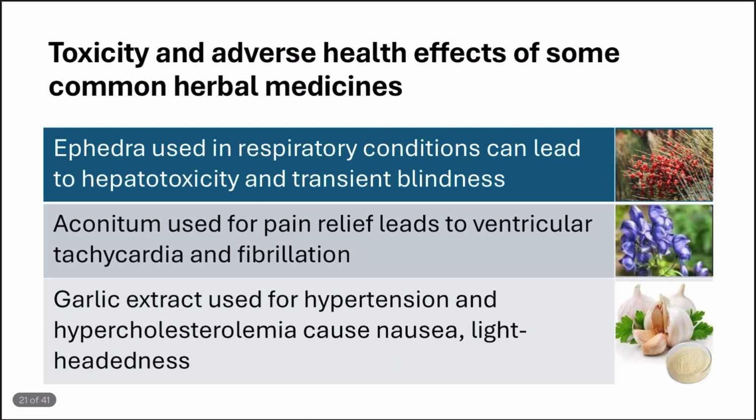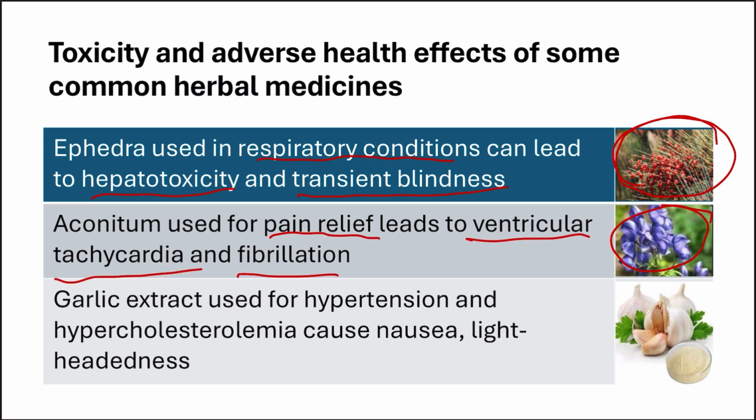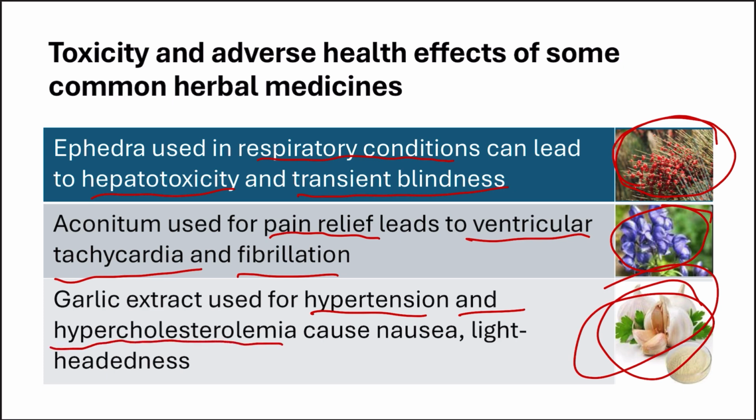Now coming to some of the herbal medicines which are being used. As you can see here, this is ephedra, which is used for some respiratory conditions, and it leads to adverse effects like hepatotoxicity and transient blindness in the individual. Then we have aconitum, which is used for relieving pain, and it leads to serious ventricular tachycardia and fibrillations which are even life threatening. Then we have garlic extract, which is commonly used for hypertension and to control hypercholesterolemia, but it can cause nausea and lightheadedness. So these are some examples of the commonly used herbal medicines for self-medication.